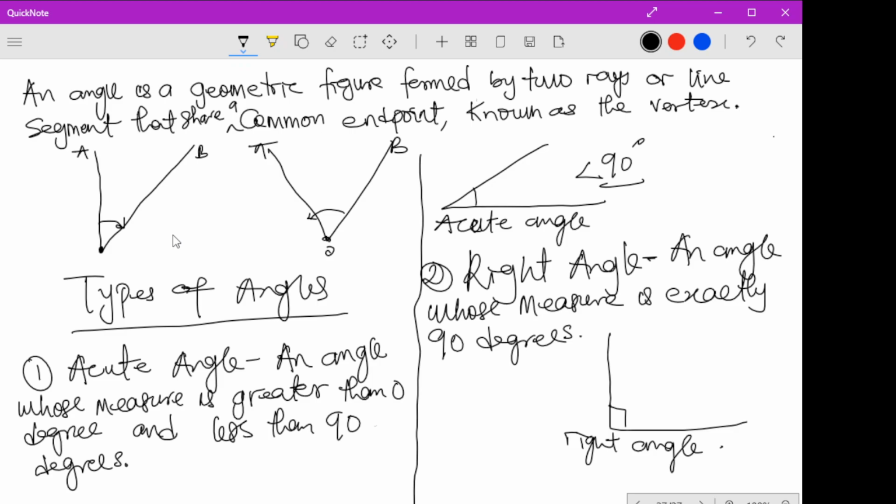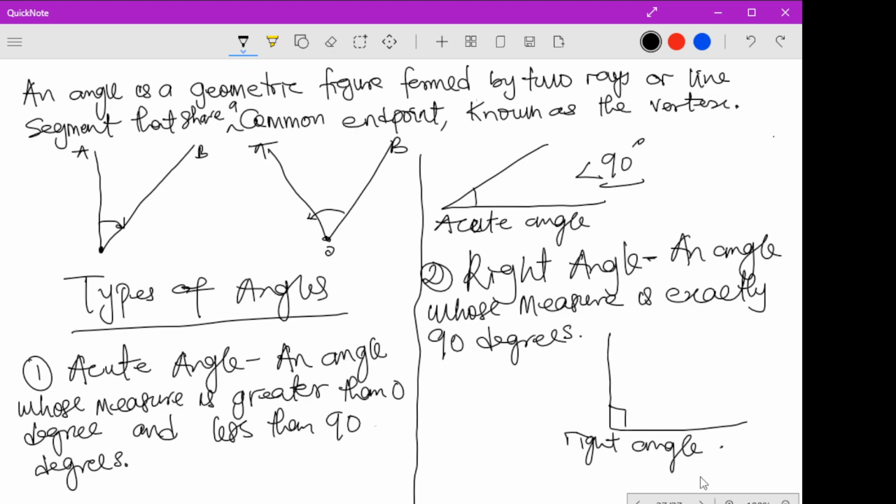So now we have talked about the types of angle. Number one, the acute angle: an angle whose measure is greater than 0 degrees and less than 90 degrees. So this is the shape. Another type of angle we call the right angle: an angle whose measure is exactly 90 degrees. So this is where it is being written.